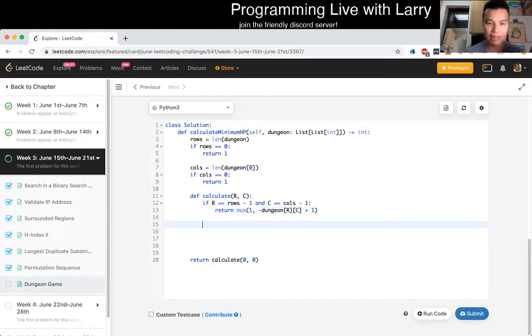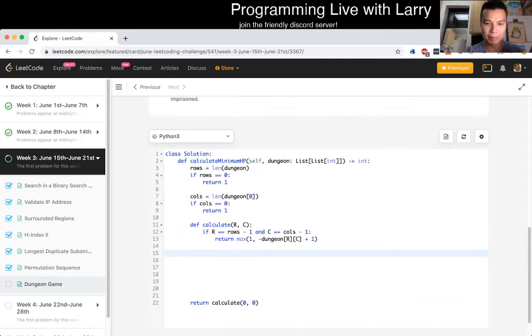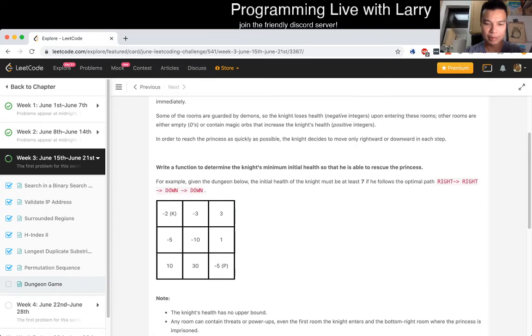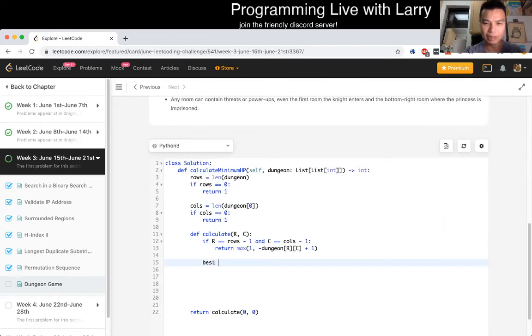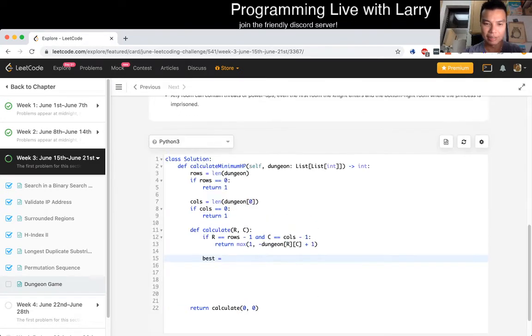I think that's okay. And otherwise, I think that's the only base case we need, depending on how we do the edge. So now we just do best is equal to, let's say, infinite health.